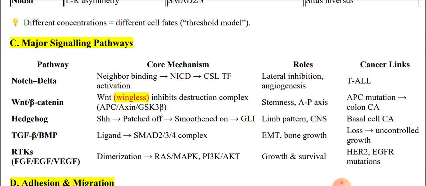Right. But before we dive deep into epigenetics, let's quickly revisit three of those signaling pathways we just discussed, but specifically look at how they get corrupted in cancer, because they are prime examples of developmental systems going rogue. The control systems and communication. Okay, let's start with Notch Delta.